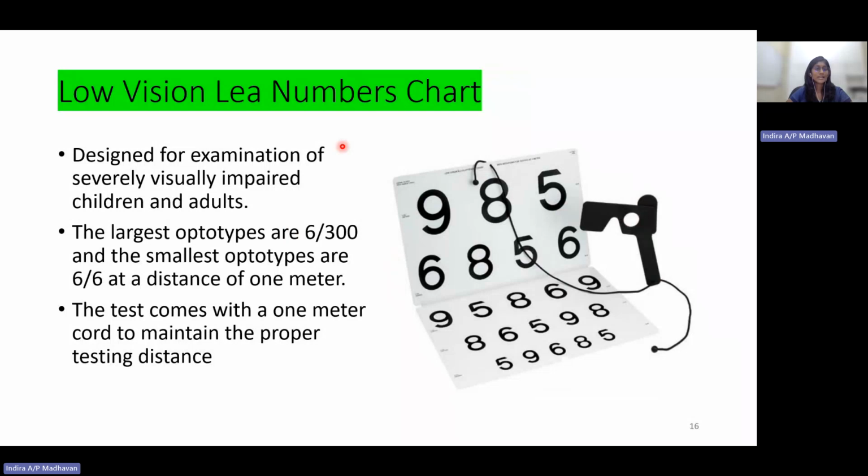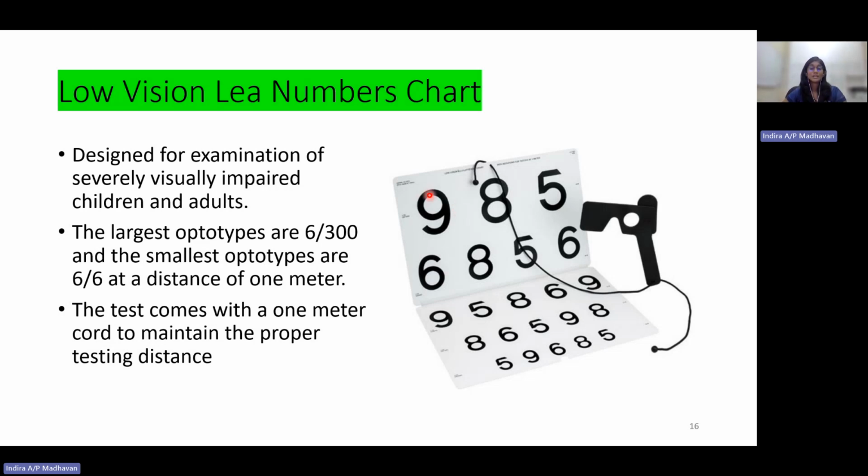Okay, it is designed for examination of severely visually impaired children and adults, because even at 1 meter, the letters, the numbers here are in big size. So we can do counting fingers, we can do hand movement recording, but that doesn't give you a value. If a patient comes back after 3 months or 6 months and you are still doing hand movement and counting fingers, you won't be able to know how the progression is.